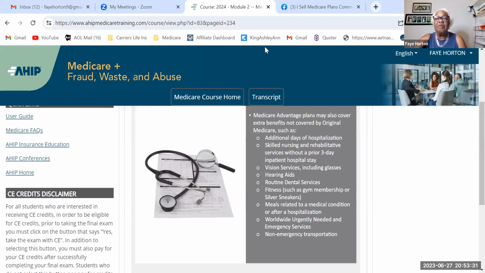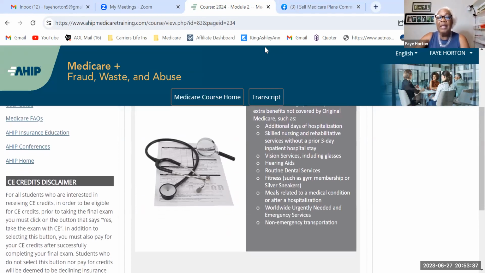Medicare Advantage plans may cover these extra benefits not covered by original Medicare. Additional days of hospitalization. You know that most of the Medicare Advantage plans have unlimited inpatient hospitalization. There are no maximum number of days except for inpatient psychiatric hospitalization. Skilled nursing and rehabilitative services without a prior 3-day inpatient hospital stay. An individual can be sent from their doctor's office to skilled nursing when it's necessary.